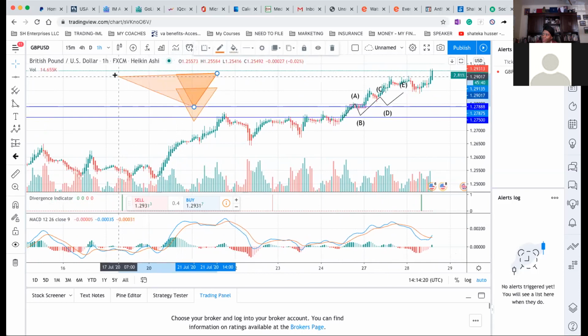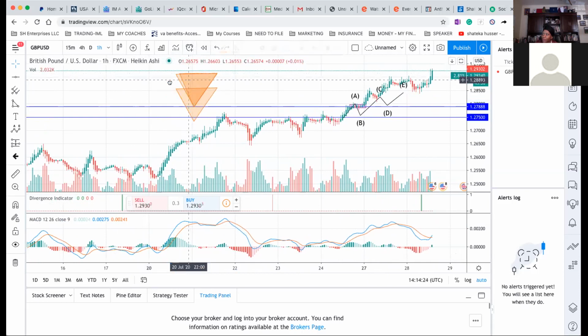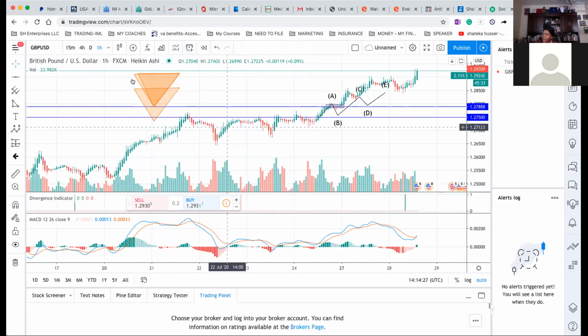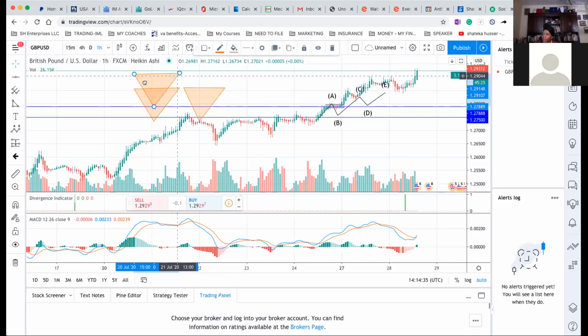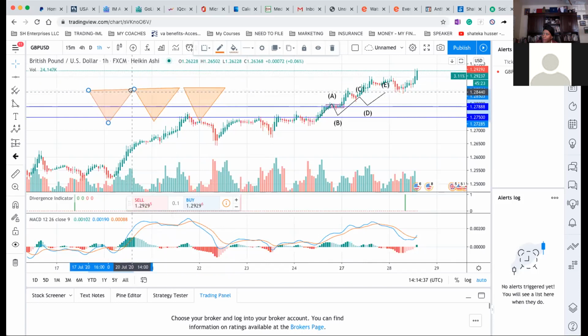I'm trying to take this triangle so that I can draw the pattern for you. And I just don't know why it's so hard in here. Here it is. Got it out. And got it here. All right.